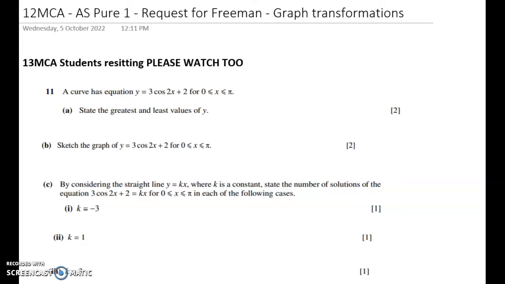Kia ora Year 11 and Year 10s and Year 12s who are doing AS. This video is a request for Freeman, but I think there are heaps of you who would probably benefit from going over both trig functions and how to draw their graphs and graph transformations in general.